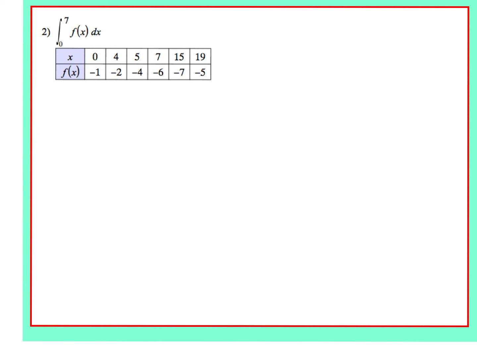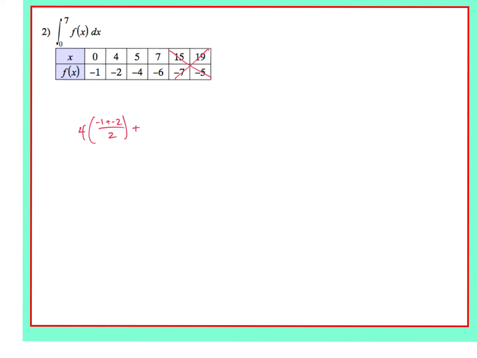So now I have the integral from 0 to 7. All right. So what 2 things are not really necessary here? The 15 and the 19. All right. So don't be tricked. All right, so let's use the trapezoidal rule again. So what's my first width or my height or my base? I don't really care. 4. And then times what? Negative 1 plus negative 2 over 2.